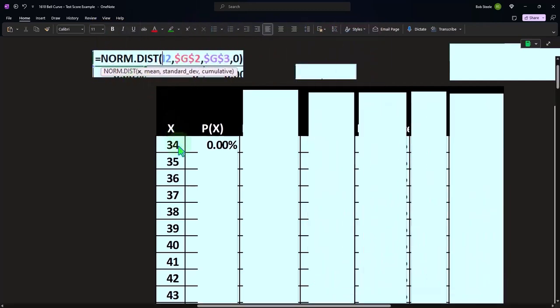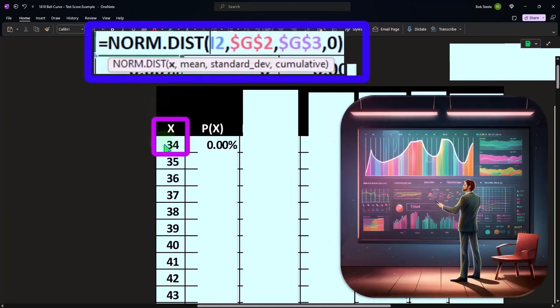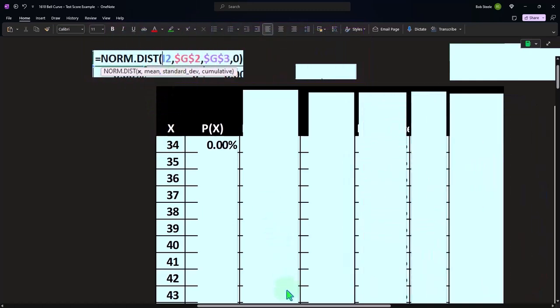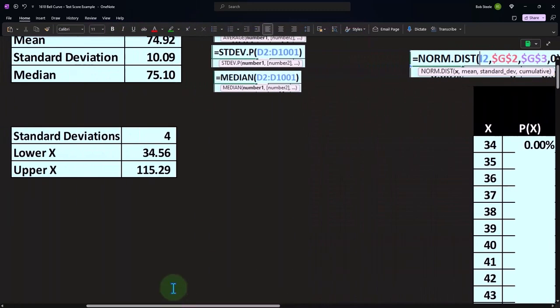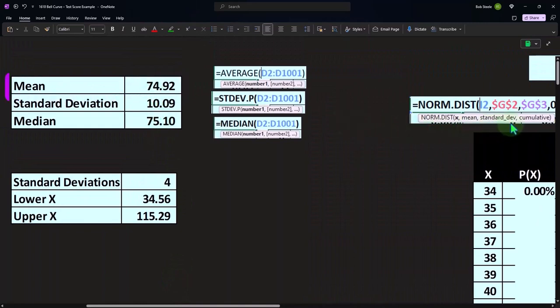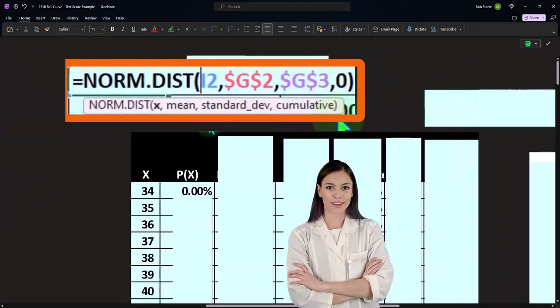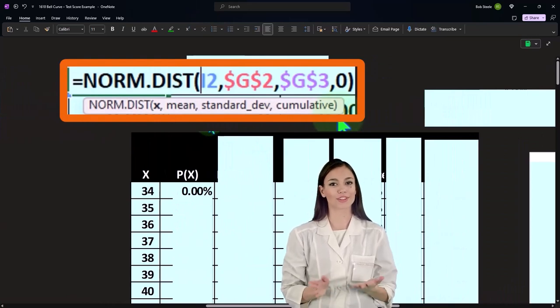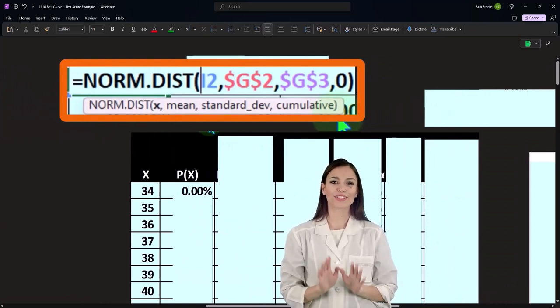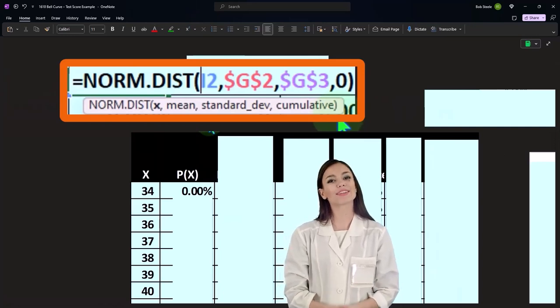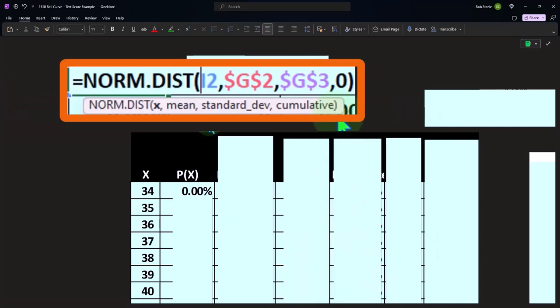The X is going to be 34 in this case, representing that grade. And then, what's the likelihood of getting a 34 if we're talking about the bell curve with the mean and standard deviation defined over here? So the mean is going to be the 74, and then comma, the standard deviation is going to be the 10.09. And then is it cumulative or not? This cumulative is similar to what we saw with the Poisson distribution, for example, although here we're representing the area under the curve.